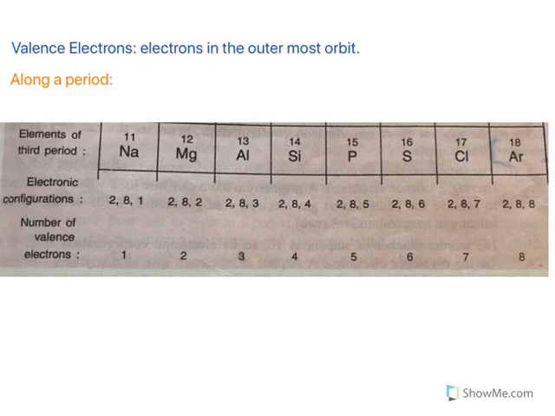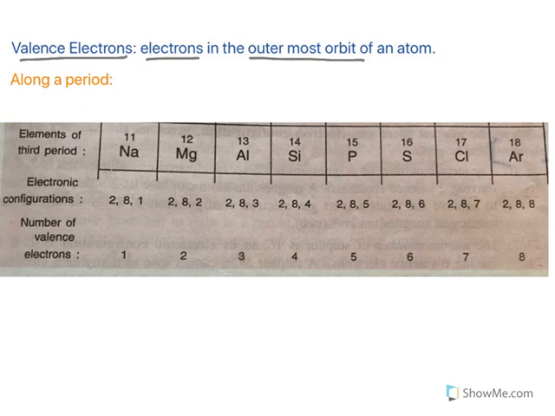In this lesson, we will learn about the trends in the periodic table, down a group and along a period. The first trend we learn is valence electrons. Now, what are valence electrons? Electrons in the outermost orbit of an atom are called valence electrons. And these outermost electrons play a very important role in the chemical properties of an atom.